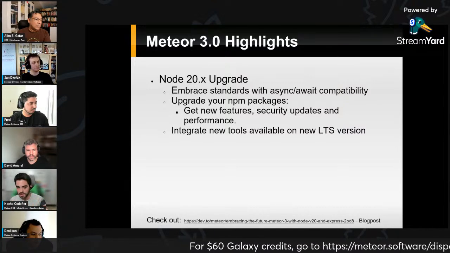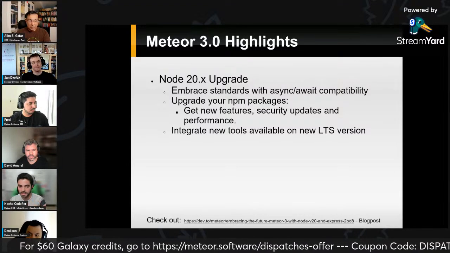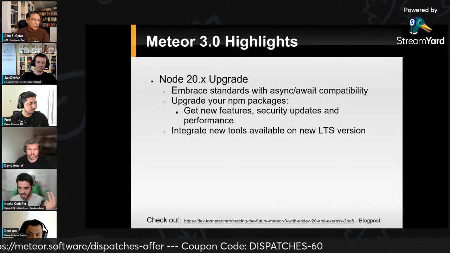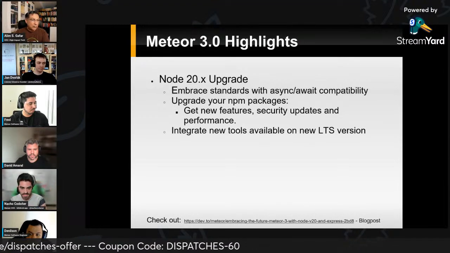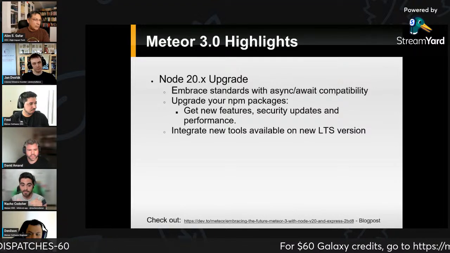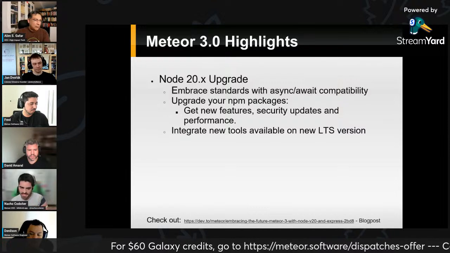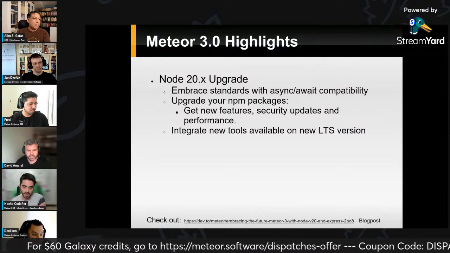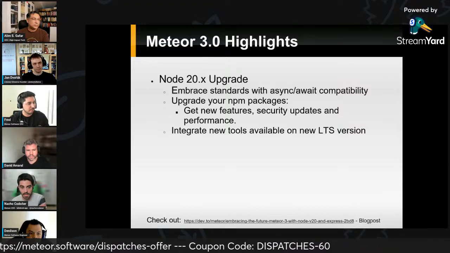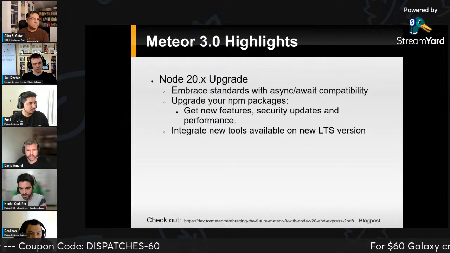You will also be able to upgrade the NPM packages, and the benefits that you get with it are new features, security updates, bug fixes, performance gains, and so on. And of course, all modern tools usually go in pair with the latest LTS version. Examples are Vite, new versions of Capacitor, and others. So going to Meteor 3 will ensure you unlock all these possibilities for your project ecosystem.